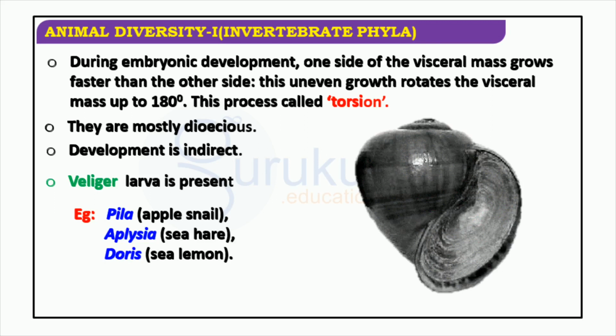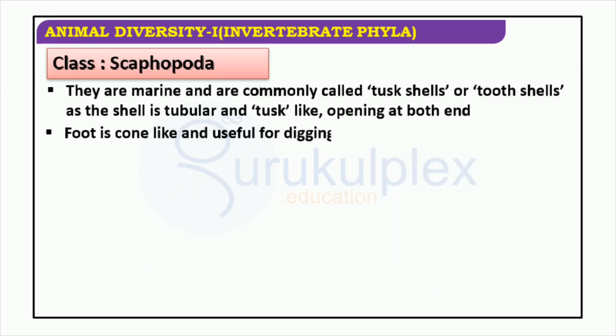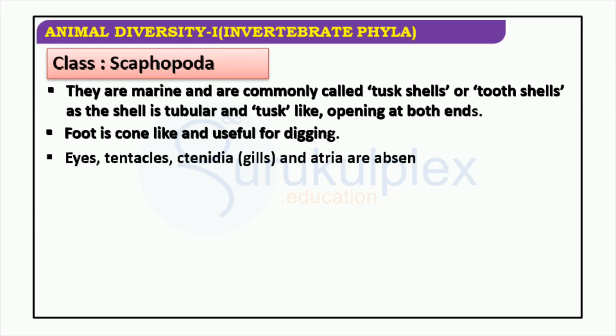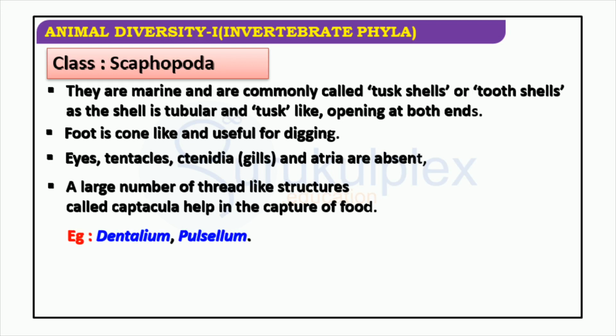They are generally dioecious and develop indirectly via the presence of a veliger larva. An understanding of torsion is key to gaining knowledge of the diversity of invertebrates. Scaphopida, referred to as tusk shells or tooth shells, are a remarkable class of marine invertebrates. Possessing cone-shaped feet which grant them great digging abilities, they have no eyes, tentacles, ctenidia, or atria. Instead, they boast a great number of captacula, thread-like structures which aid in the capturement of food. Examples of Scaphopida include Dentalium and Pulsellum.